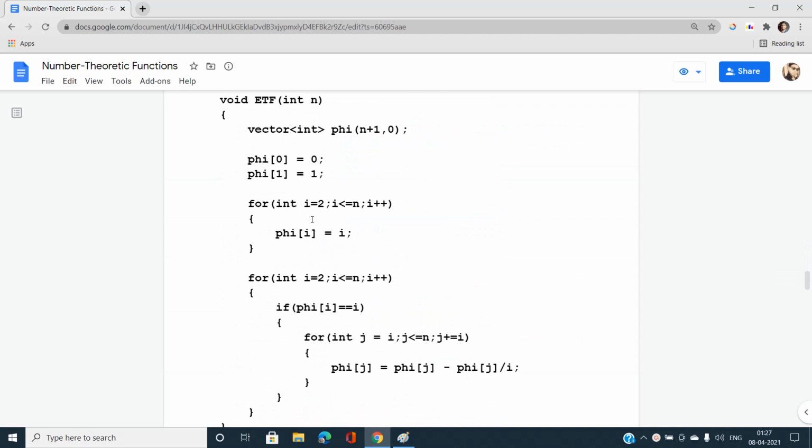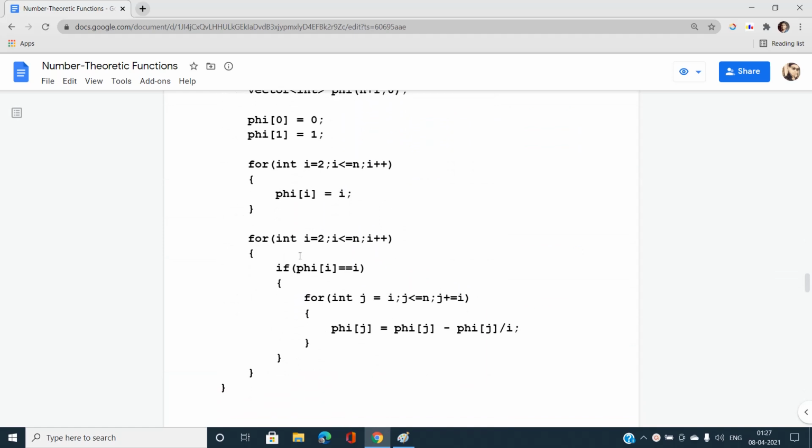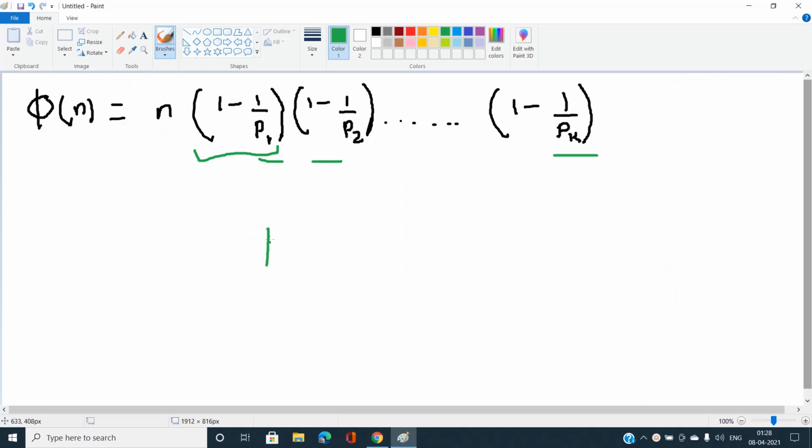Now, in the sieve algorithm, whenever we find a prime factor, we mark all its multiples as composite, denoted as false. Here is the simple case. When I encounter some prime number p1, I perform the operation on all the multiples of this p1, that is phi of j, where j is a multiple of p1.